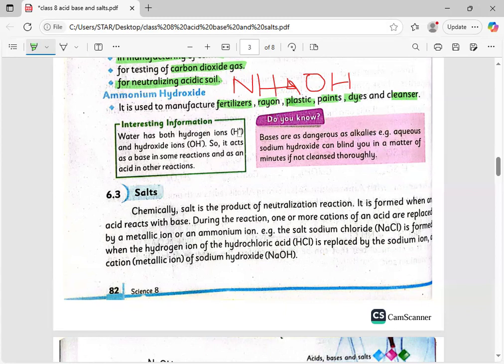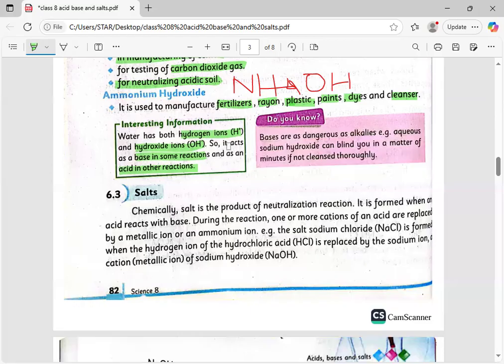There is interesting information about water: it has both ions, hydrogen ions (hydronium) and hydroxide ions. So it acts as a base in some reactions and as an acid in other reactions because it can produce both H plus and OH minus ions. Whenever in a reaction it produces hydrogen ions, the water is acting as an acid, and whenever it produces OH minus ions, that is hydroxide ions, the water is acting as a base.